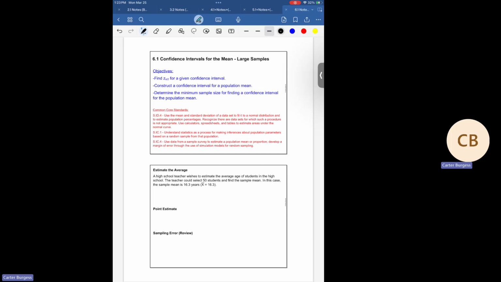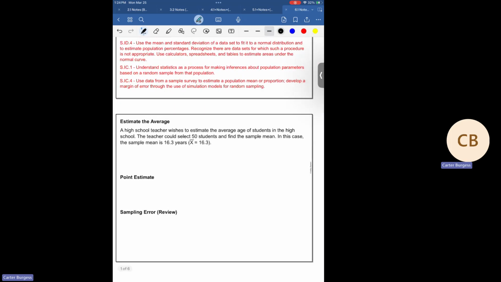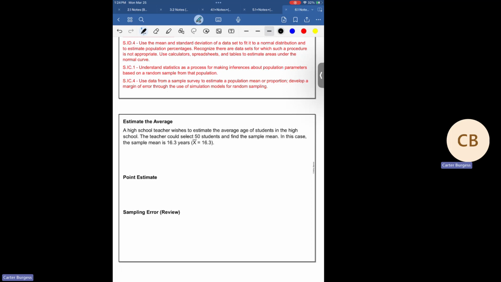All right. So let's just start with the very idea of what do we gain when we are talking about an interval of values rather than just like a particular value. So I want to take a look at this first kind of mini example here. In this case, we're looking to try and estimate the average age of students in a high school. And to this end, the person who's interested in this randomly selects 50 students and takes the mean of this sample. The mean turns out to be 16.3 years.